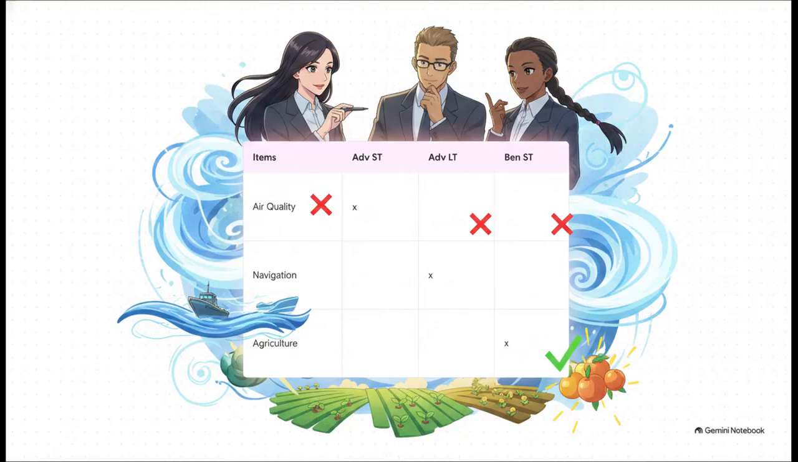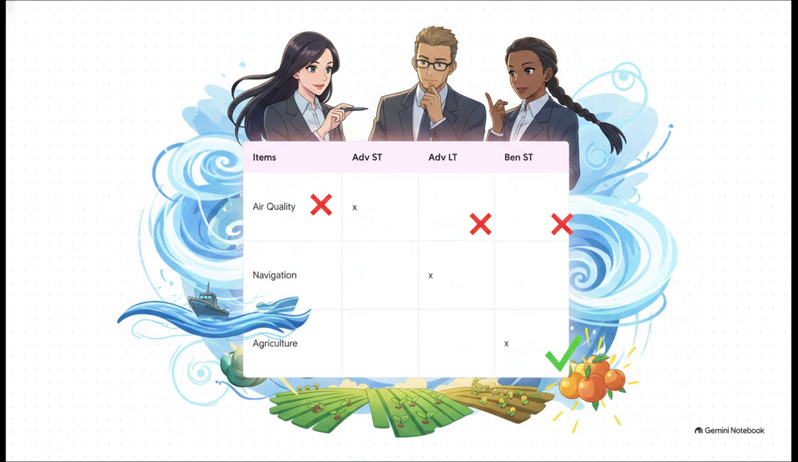Very often, these advanced checklists take the visual form of a matrix. Let's actually practice reading one together. This incredibly efficient structure communicates complex timeframes basically instantly. On the left side, we've got our environmental items, air quality, navigation, and agriculture.